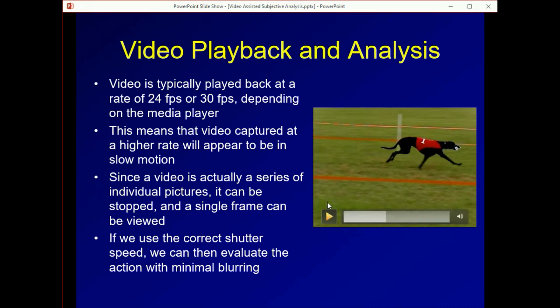So this is a high-speed video of a greyhound running, and you can see that when I do the stop action, there's minimal blurring of the limbs. There's some, but minimal.